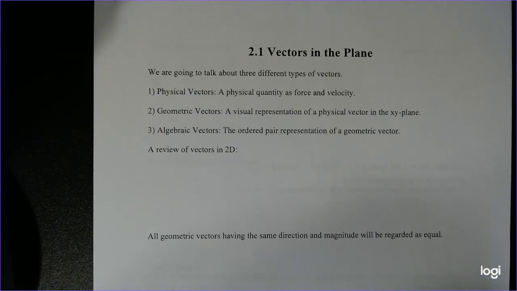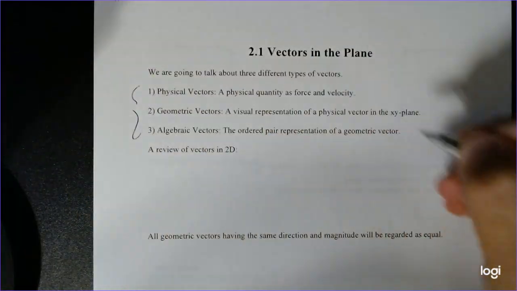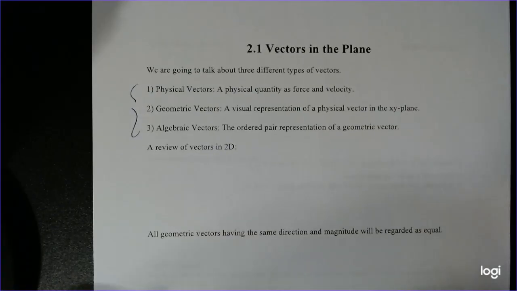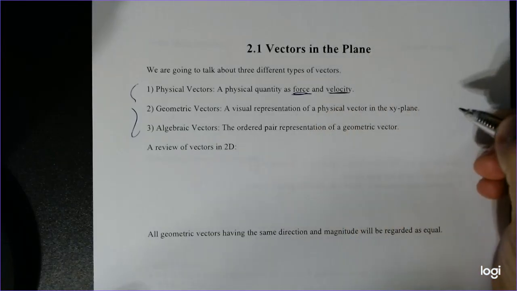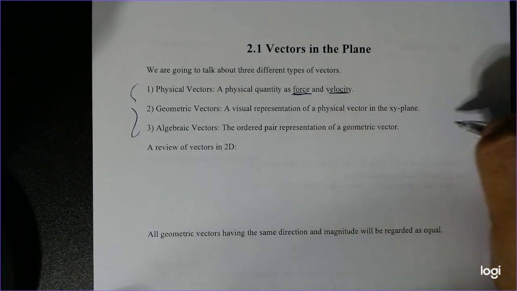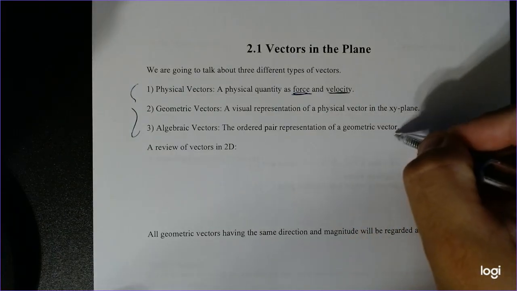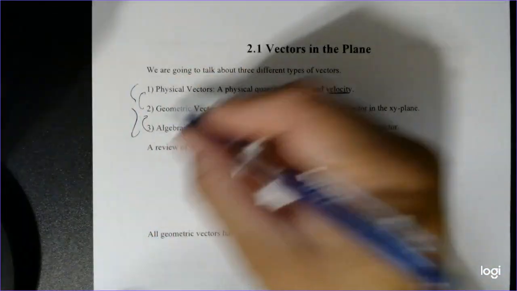So, vectors in a plane. When it comes to these types of vectors, we're going to talk about three different types: physical, geometric, and algebraic. The physical are the ones that are actually physical itself, like forces and velocity. Geometric is just the actual geometric vector in the xy plane. And the algebraic is the ordered pair representation of the geometric vector. So basically this represents this, which represents that, like going up the ladder.